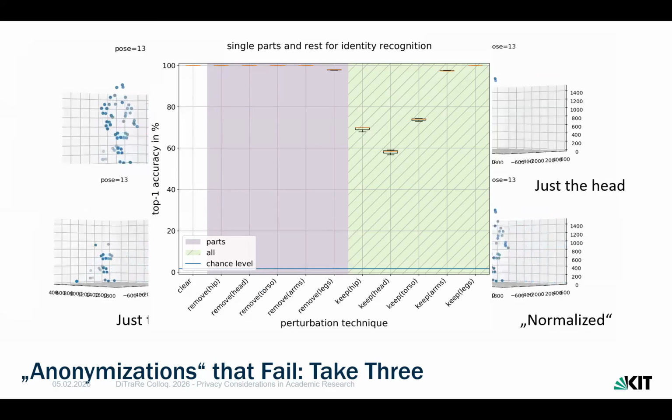If we only keep the head, then the recognition rate goes down to around about 60%. So you recognize only 6 out of 10 people, or in our case, I think it was maybe 120 out of 160 people. But for all of the other cases, the recognition rate remains comparatively high. So taking movement data, reducing it in some sense, and then hoping that it's going to be anonymous is not good.